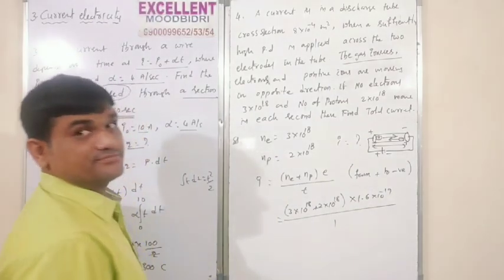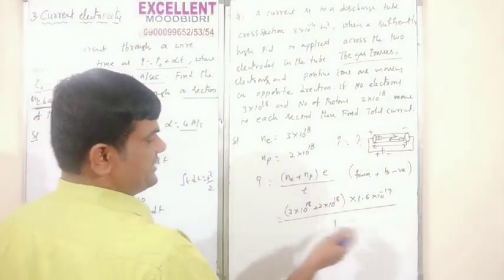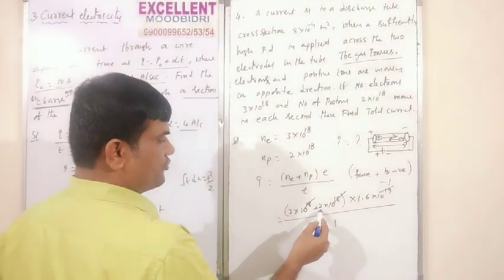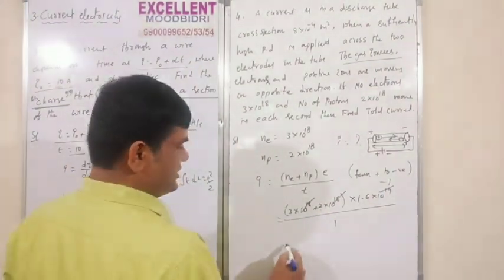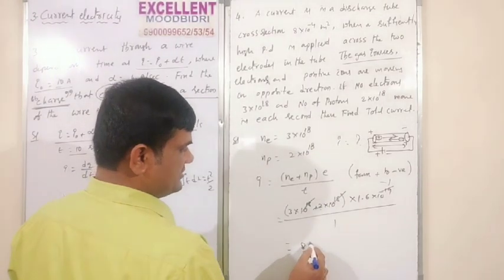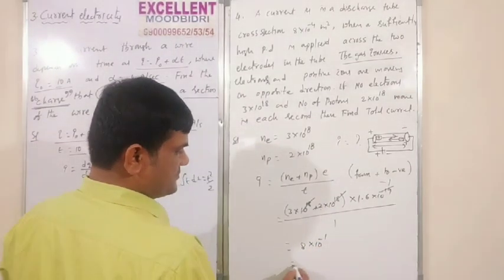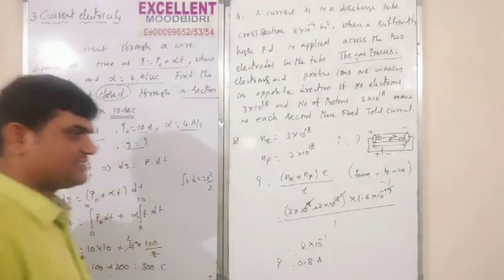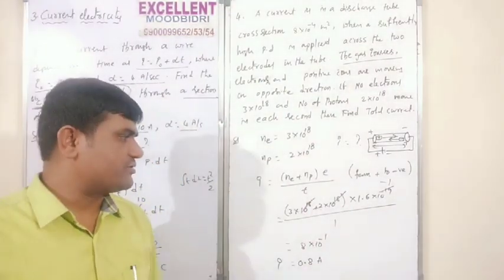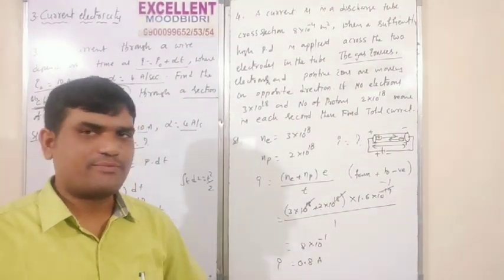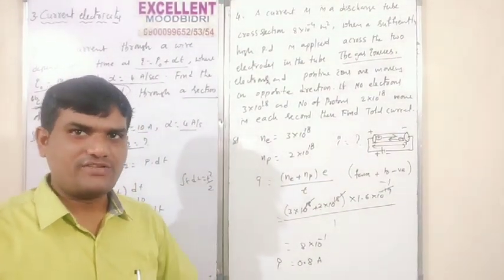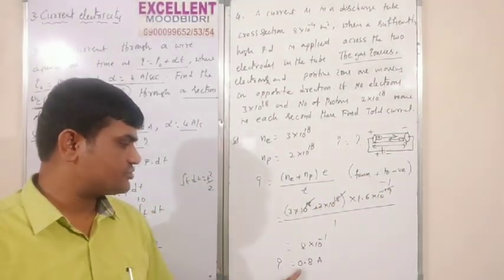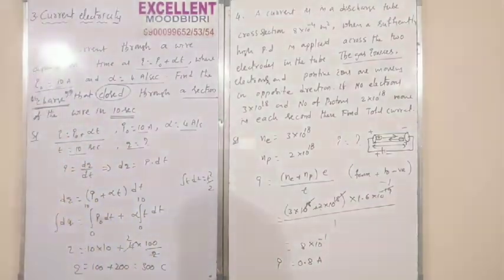1 second. Correct? Then take 10 power 18 common, so it gets cancelled, so minus 1 will come. So 3 plus 2, 5. 5 into 1.6 is 8. 8 into 10 power minus 1. So 0.8 amperes. Correct? So that is the answer.